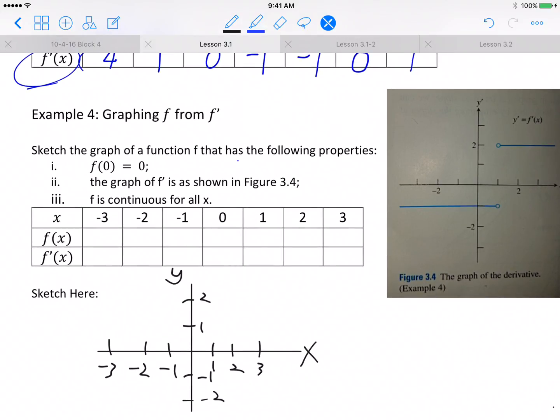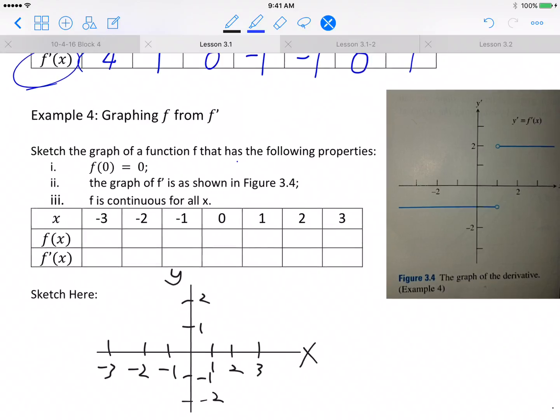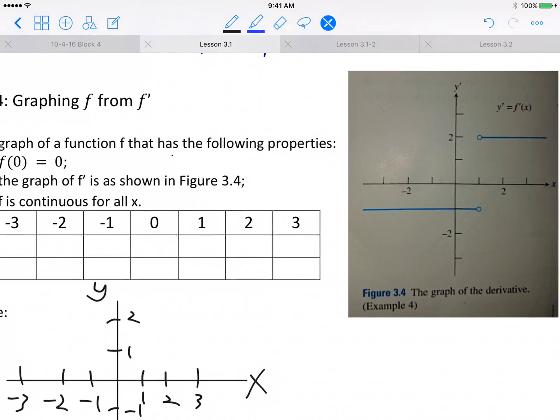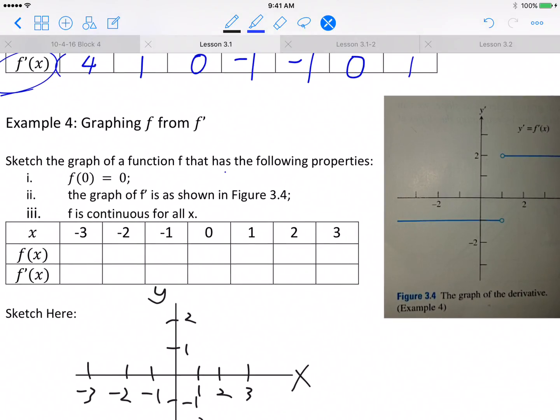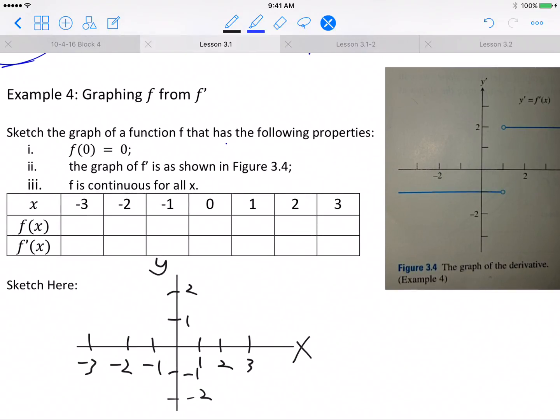Example 4 has to do with graphing the original function f if you're given the graph of the derivative, f prime of x. On the right-hand side, you have a graph of f prime of x. Based on this information and a couple other things that you're given, can you sketch the original function without any ambiguity? Well, let's see. We shall see if you have enough information for that or not.